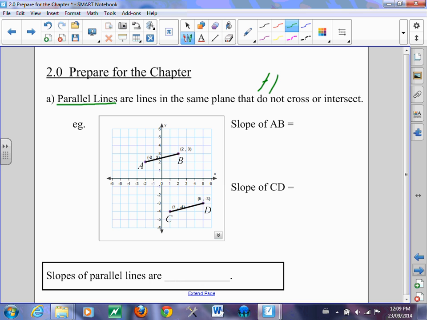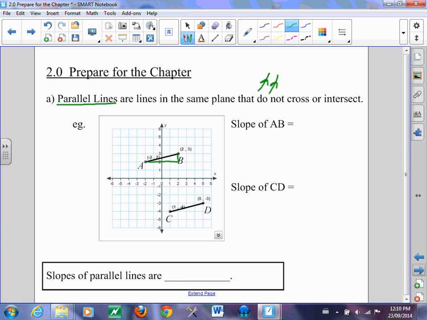Usually you see them with little arrows to show you parallel lines. That's the short form for that. And does anybody remember what we know about parallel lines and their slopes? So if we take a look at this diagram here, we've got line AB and line CD. They look parallel, but we got to figure out how to prove that. Okay, so what we're going to do is we're going to take a look at AB first. We're going to draw our little triangle.